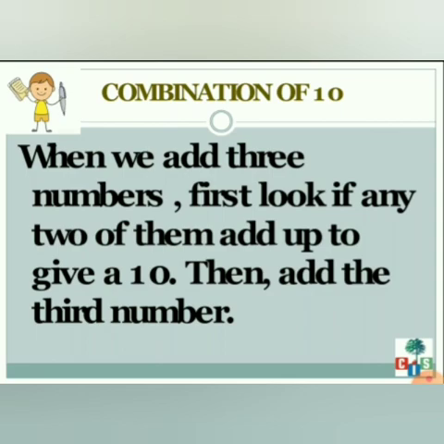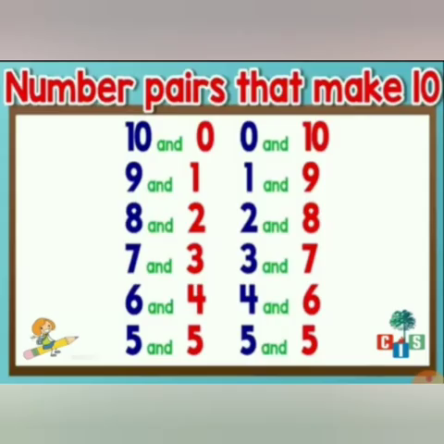Let us see the number of pairs that make 10. Here are some numbers. 10 and 0 make 10. 9 plus 1 makes 10. 8 plus 2, 7 plus 3, 6 plus 4, or you can say 4 plus 6, and 5 plus 5. These are some numbers which make the answer 10.